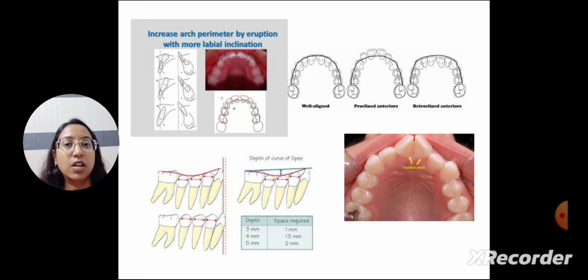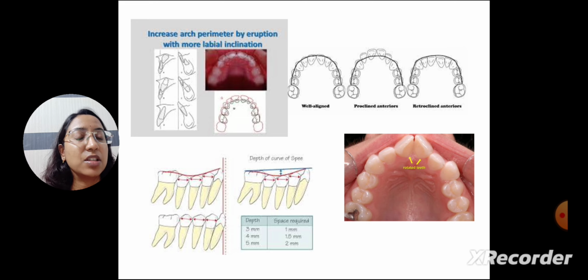Also, when we are seeing the transition from the deciduous dentition to mixed dentition, the permanent anterior teeth generally are larger. So how they are accommodated in the arches also depends on their inclination. Compared to the deciduous teeth, the permanent incisors are more labially inclined. So when they are more labially inclined, they take up a larger circumference and the arch length is increased, giving enough room for them to align in the arch.